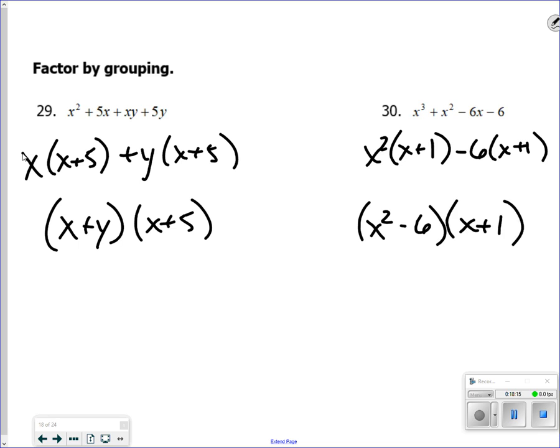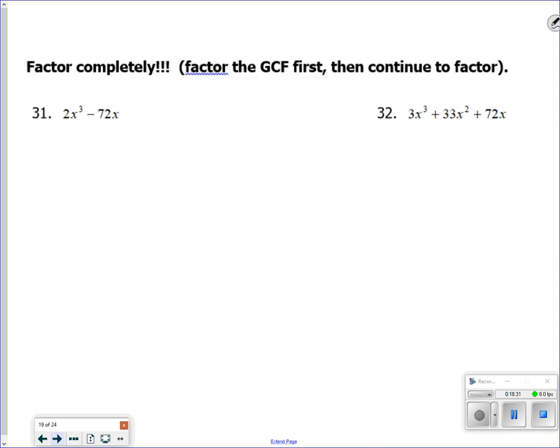And the question I always get is, will it always end up being the same? The answer to that question is yes. In order to do factor by grouping, when you take the GCF of the first two and the GCF of the second two, it does have to get the exact same parentheses. So if it doesn't do that, then you probably made a mistake somewhere.